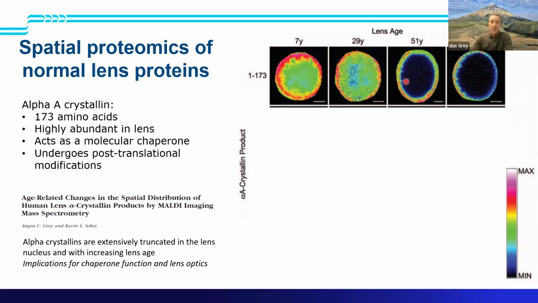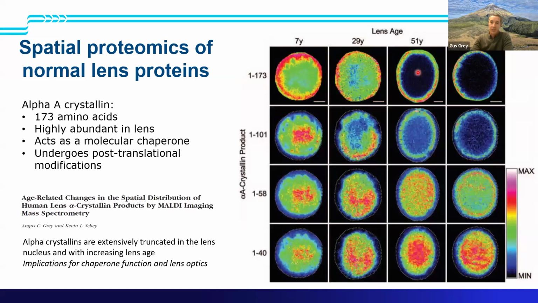And as we age, the full-length alpha A crystallin is lost in the center of the lens. Where does it go? Well, I talked about post-translational modification. So we get extensive C-terminal truncation of that alpha A crystallin. So you can see a 1:101 residue form, most abundant in the young lens. But in these older lenses, it is further truncated to these shorter forms, 1:58, 1:40, and many more forms. So this has implications for its chaperone function to mitigate any opacification and cataract formation, and also in lens optics, in its contribution to forming that gradient of refractive index.